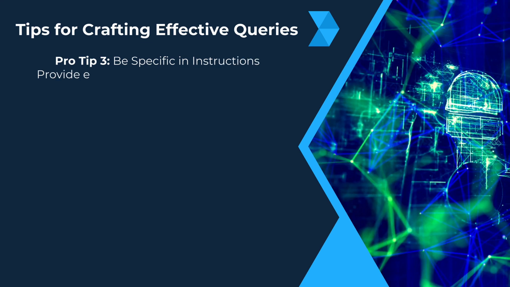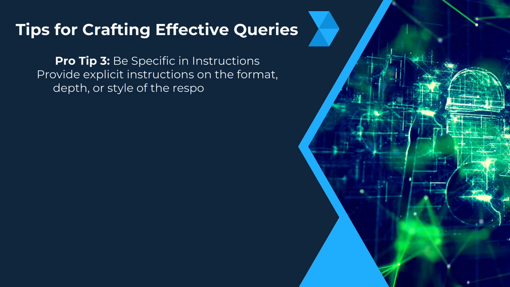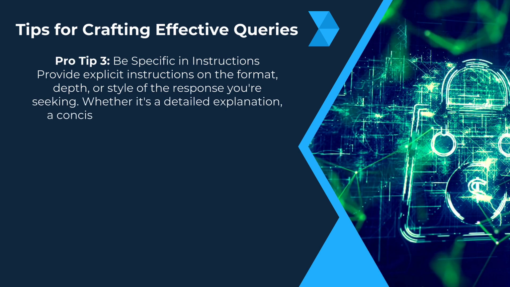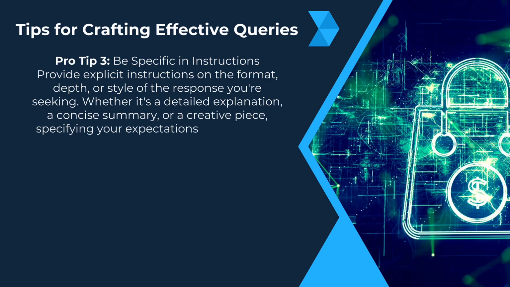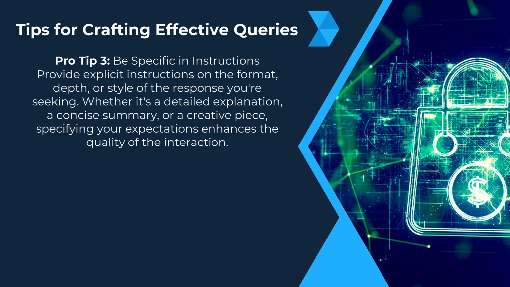Pro tip number 3. Be specific in instructions. Provide explicit instructions on the format, depth, or style of the response you are seeking, whether it is a detailed explanation, a concise summary, or a creative piece. Specifying your expectations enhances the quality of the interaction.